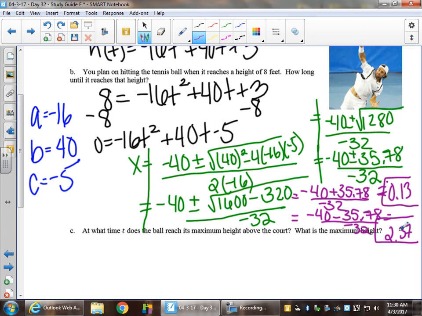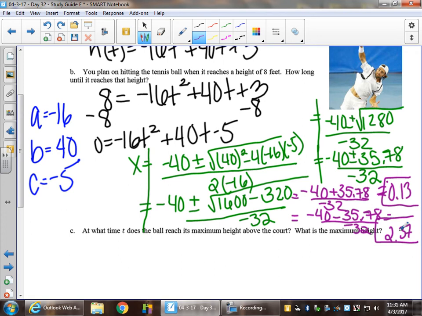Okay, so watch this, guys. Can I see the ball? So when you're playing tennis and you're about to hit the ball, what do you do? You throw it in the air. So that first time of 0.13 seconds is when the height reaches 8 feet, but it's when you're throwing it in the air. That second time of 2.37 seconds is when you finally hit the ball and it reaches 8 feet after you hit it.